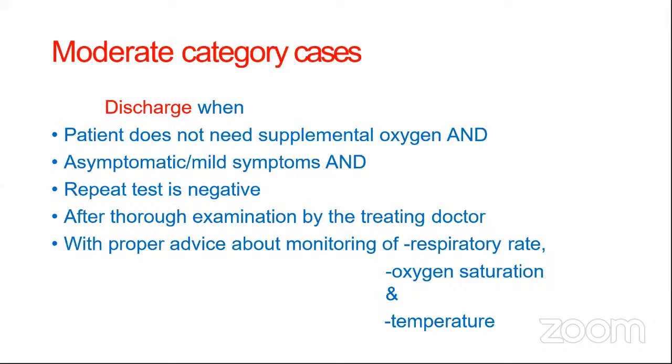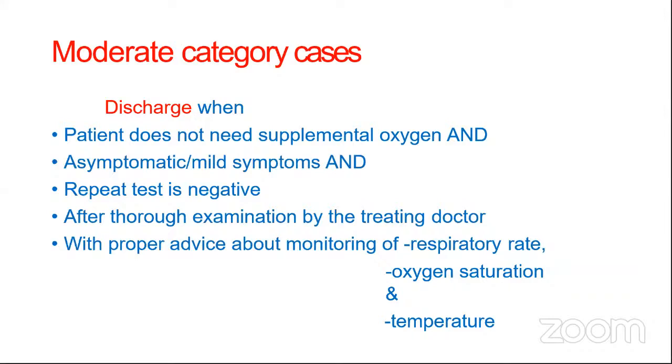Then coming to the moderate category cases. These are the patients who we are going to admit. They will form the majority of the patients requiring hospital admission. These patients will be discharged when the patient does not need supplemental oxygen. So the patient is off oxygen, is maintaining saturation above 95 without oxygen support, and is asymptomatic, that is completely symptom free, or has mild symptoms which do not require persistence of hospital admission, such as loss of smell or some throat irritation which does not require him to be hospitalized. In such scenarios, you can discharge the patient.